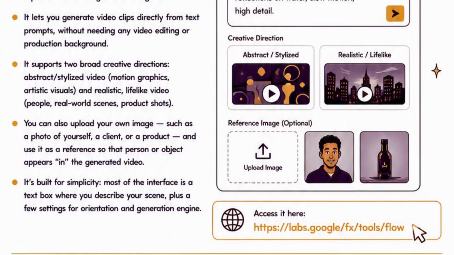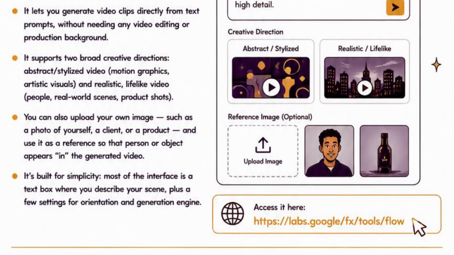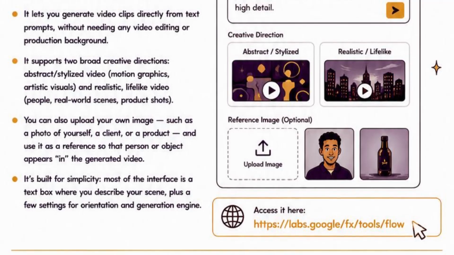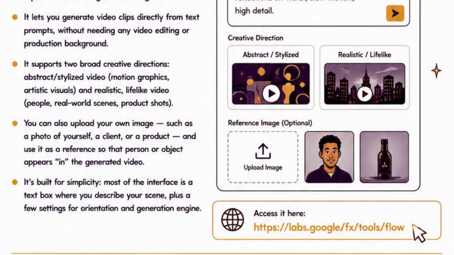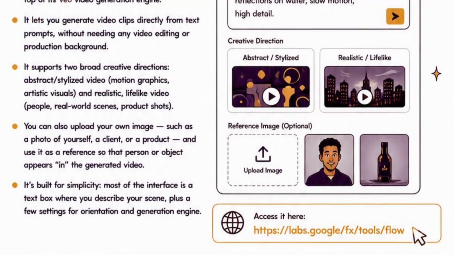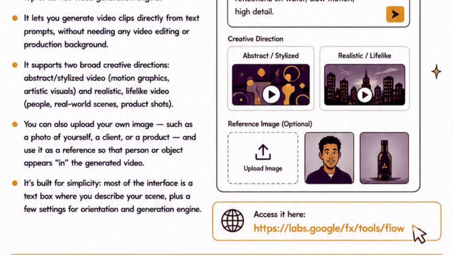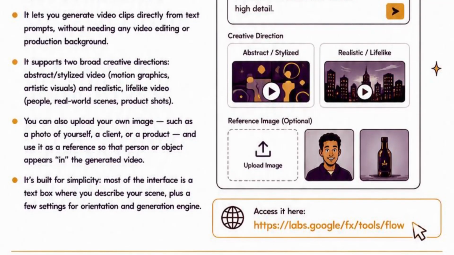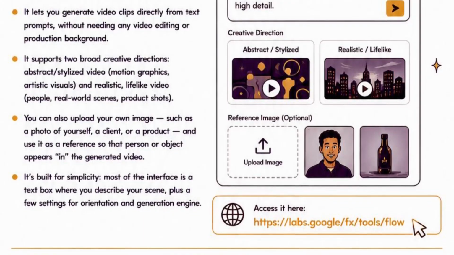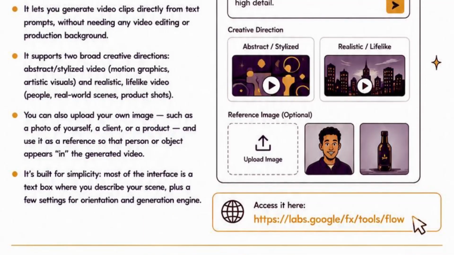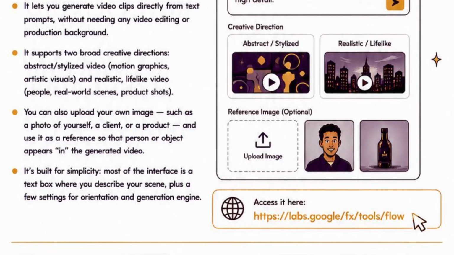It's built for simplicity. Most of the interface is a text box where you describe your scene plus a few settings for orientation and generation engine. You can access it here by going to www.labs.google/fx/tools/flow or search Google Flow on Google Chrome browser and click the first link that comes out.